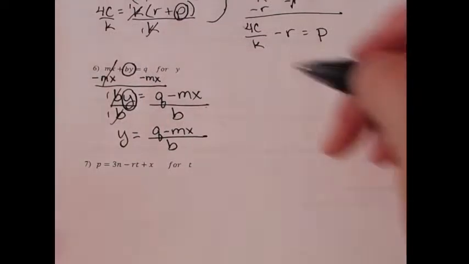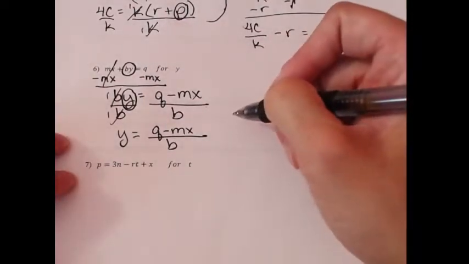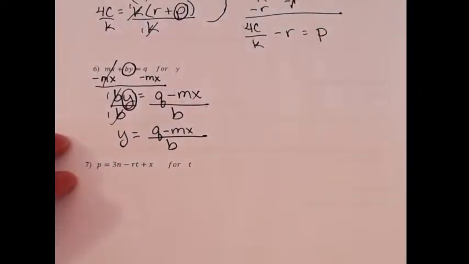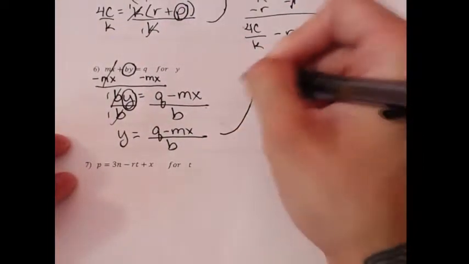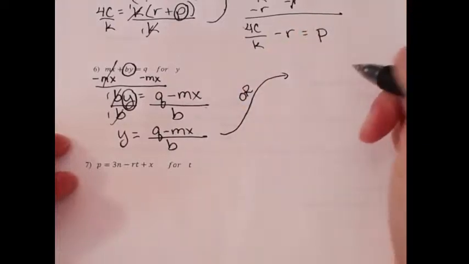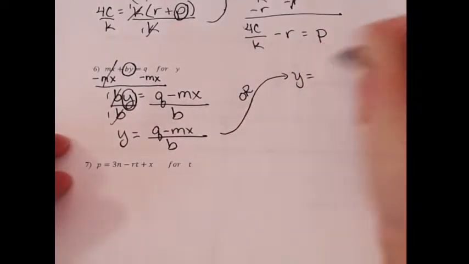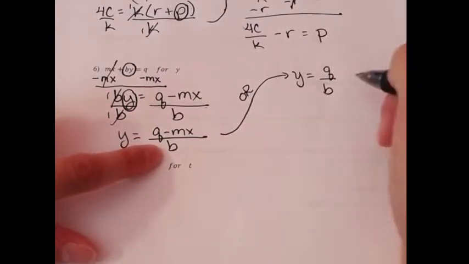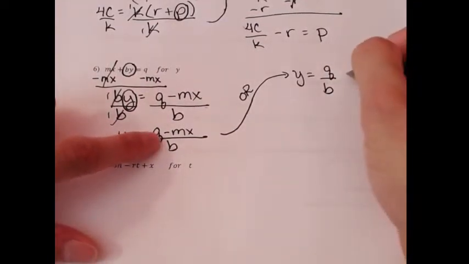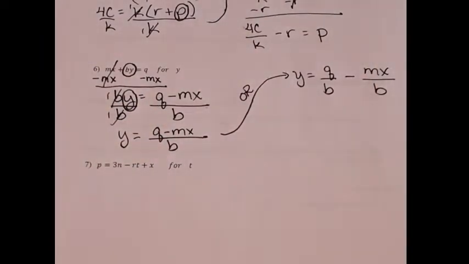That totally works. For those of you who wanted to divide each term individually, just like we looked at on the previous page for number 1, if we wanted to rewrite this, you can write your answer as y is equal to q over b, right? The first term is being divided by b, and the second term, negative mx, is also being divided by b. All right? And Claire, that's okay.